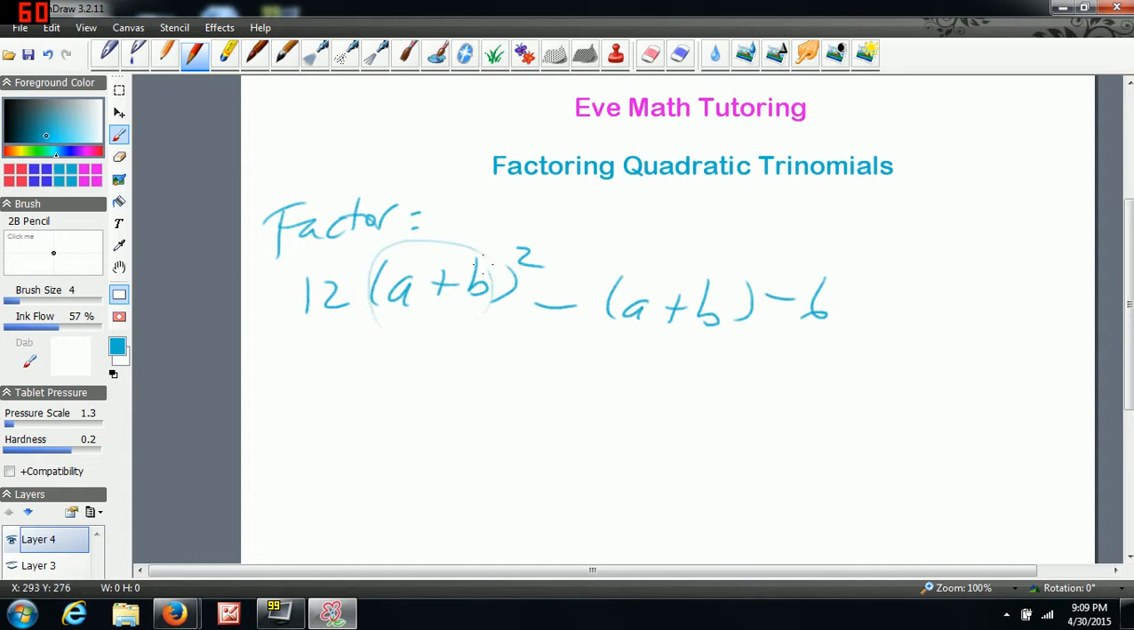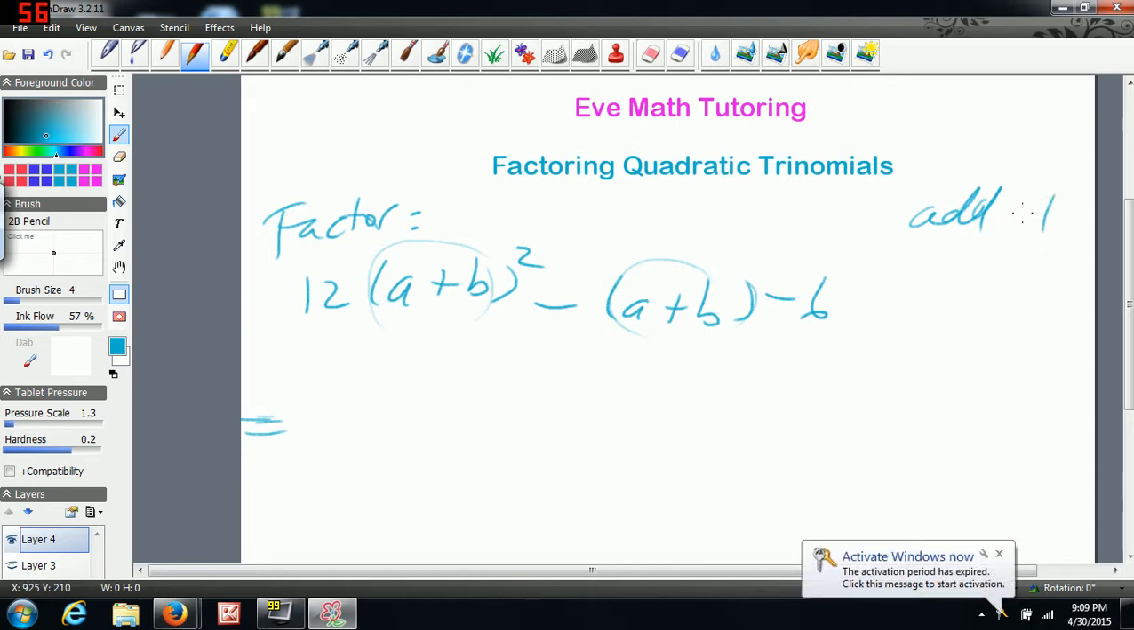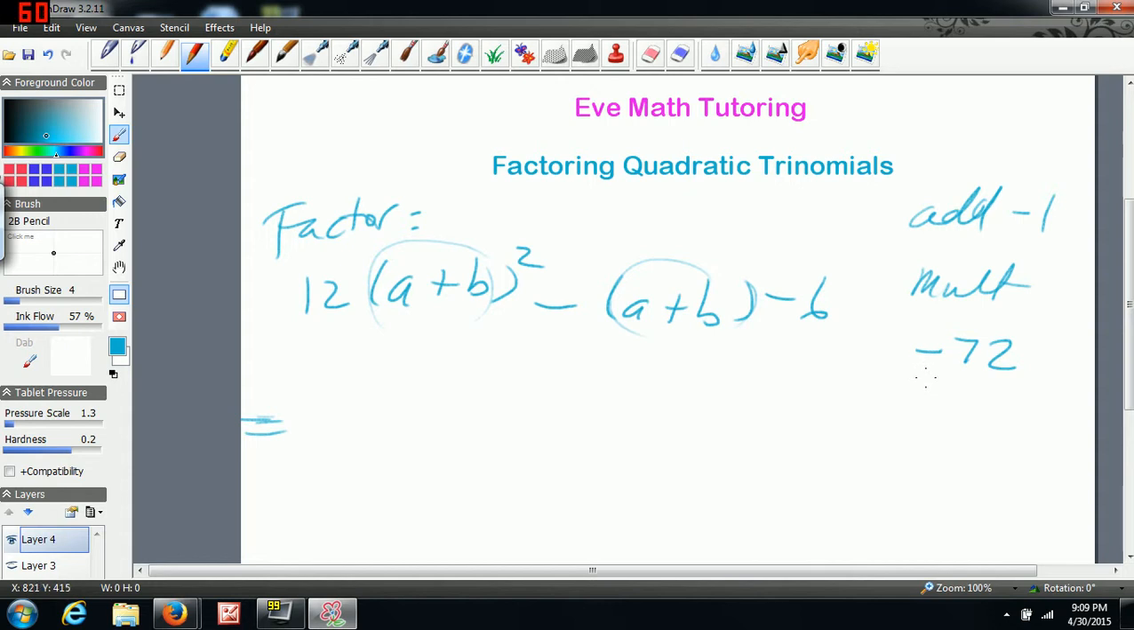If you look carefully, you could just imagine this like an x, and you're still using the same rules, except instead of an x, you've got a plus b. So for this one, again, we want two numbers that add to negative 1 and multiply to 12 times negative 6, which would be negative 72. So we want two numbers that add to negative 1 and multiply to negative 72, and I think that would probably be 9 times 8. Yep, 9 and 8. So we're going to go negative 9 and positive 8.